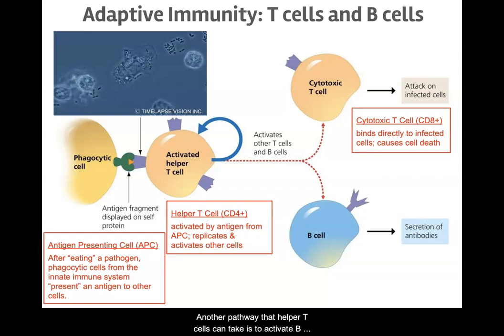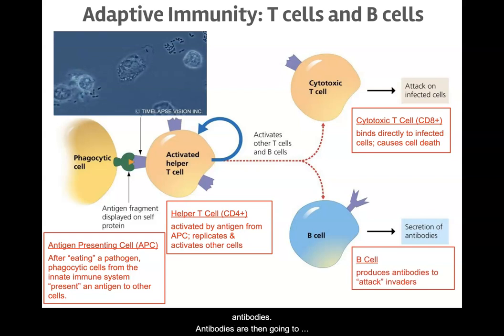Another pathway that helper T cells can take is to activate a B cell. B cells work a little differently than cytotoxic T cells, which actually attack the infected cells themselves. The B cells don't go into the battle straight on, but they secrete tiny little defenders known as antibodies. Antibodies are then going to attack the invaders in different ways. It depends on what type of antibody and what the infection is.